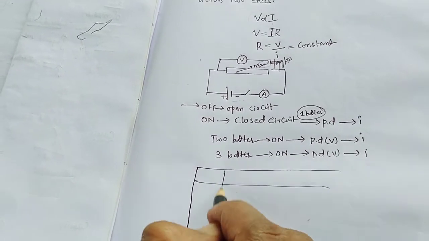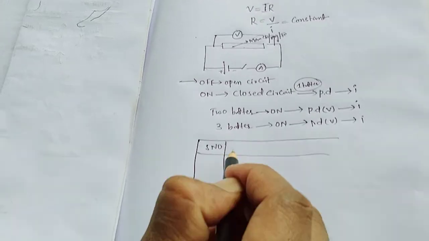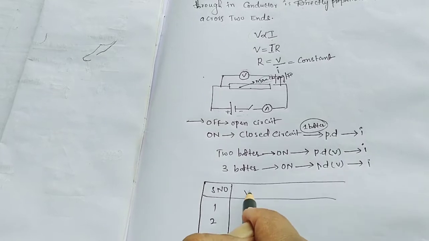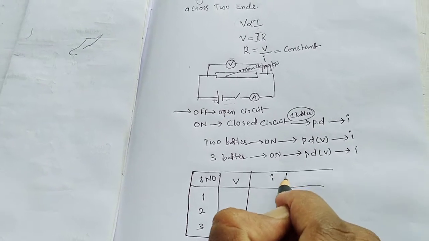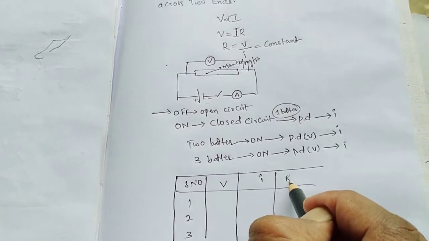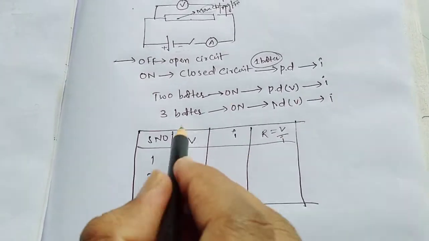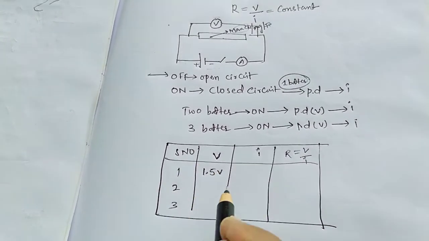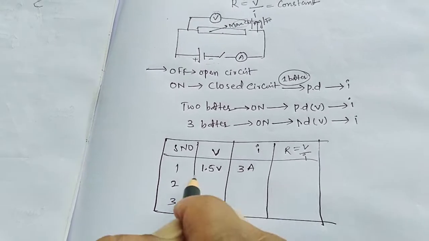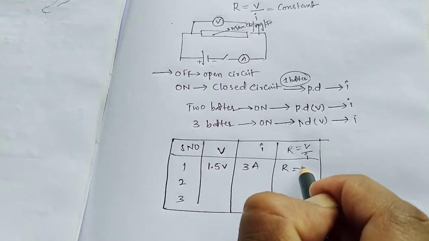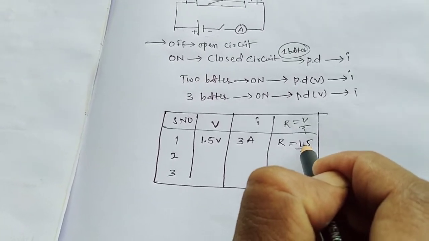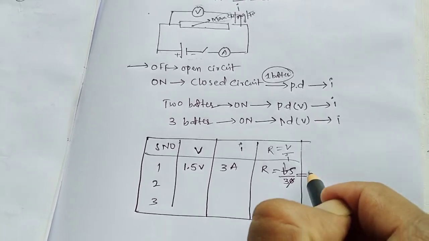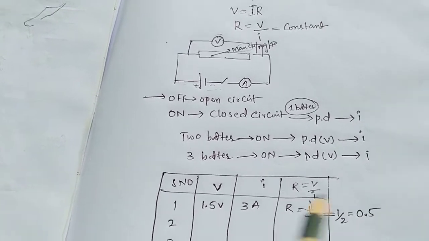In these three cases, the serial numbers are 1, 2, 3, and the relation between potential difference and electric current is R is equal to V by I. First, V is a 1.5 volts battery, and the current is 3 amperes. Then R is equal to 1.5 divided by 3, which is 1 by 2, that means 0.5.